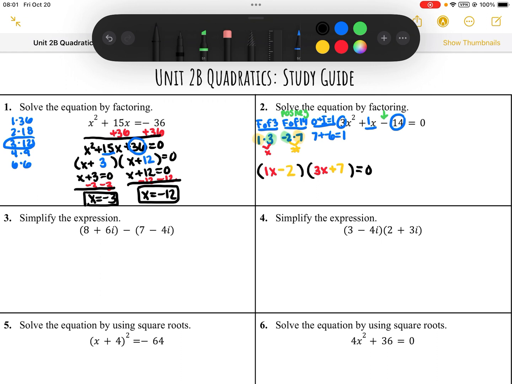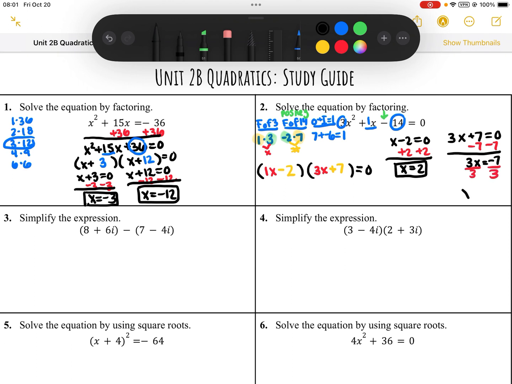Now I want to set my factors equal to 0 and solve. So I'm going to have x minus 2 equals 0 and 3x plus 7 equals 0. So to solve x minus 2 equals 0, I'm going to add 2 to both sides. So I'm going to have x equals 2. That's my first solution. Second equation, I need to subtract 7 from both sides first. So I'm going to have 3x equals negative 7. Then divide both sides by 3.